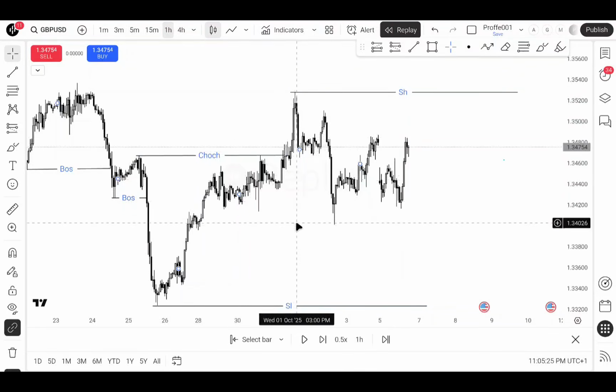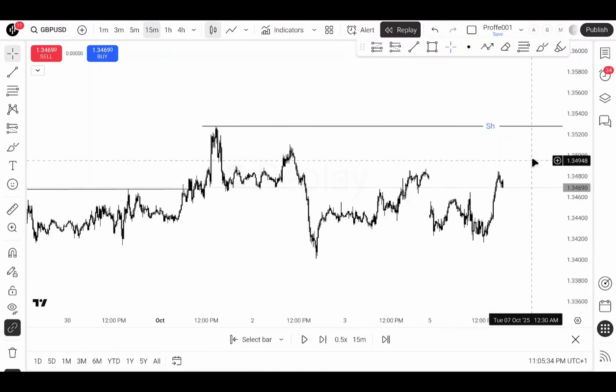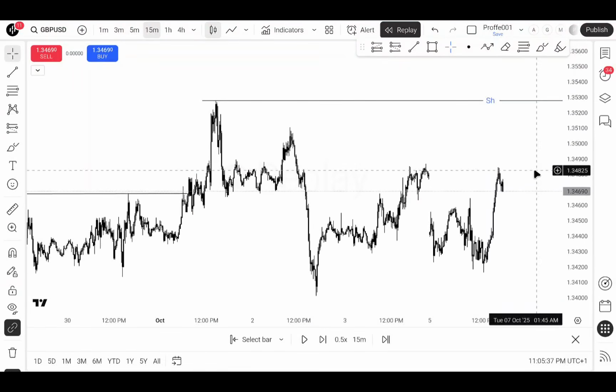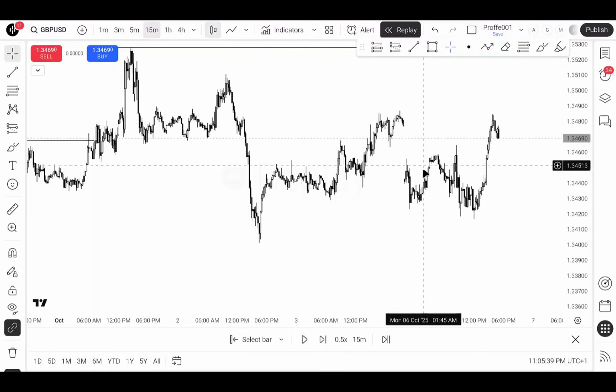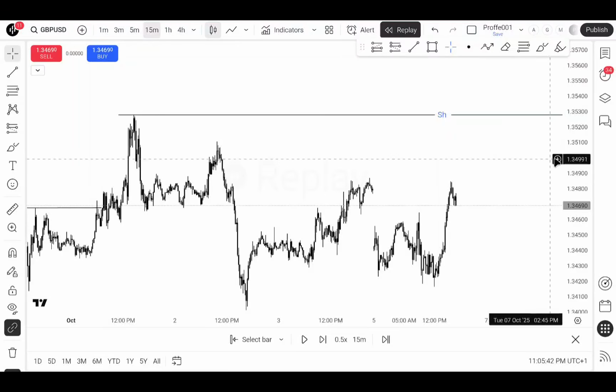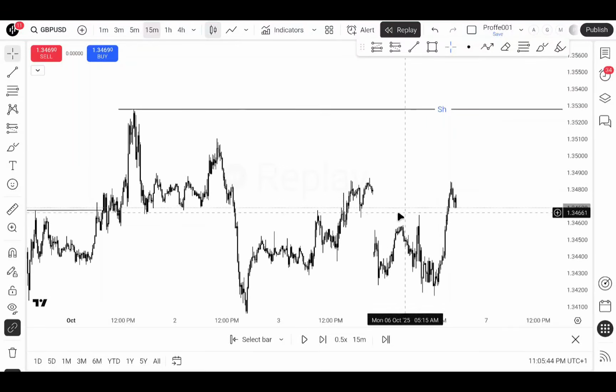After we mark this clearly, we now go to the 15-minute time frame. In the 15-minute time frame, you see that things are much more detailed, right? Now let me show you the trade we took this week that played out very successfully using this strategy.